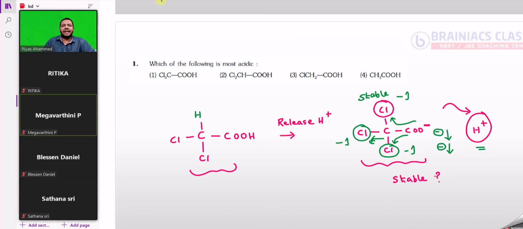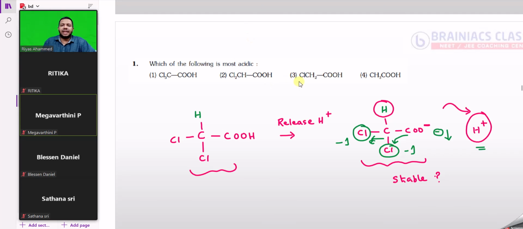Now what is happening when the hydrogen atom is entering here? Only two atoms are having minus I effect. Hydrogen atom has an inductive effect whose value is equal to 0. So the magnitude of the negative charge decreases, but it will not be decreasing like the first option. So the second one is a good acid, but it is not as strong an acid as the first acid.